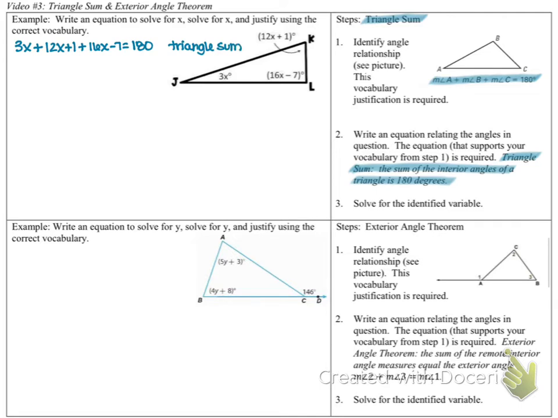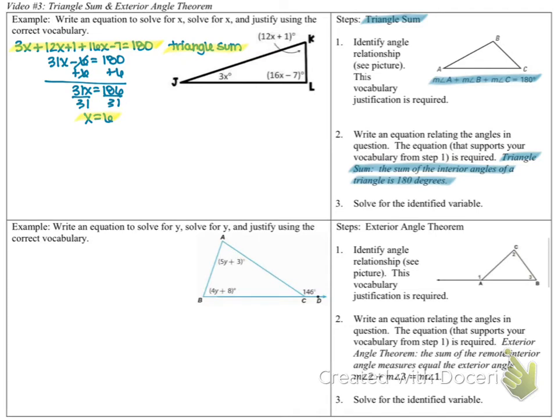So let's combine like terms. 3 plus 12 gives us 15, and 15 plus 16 gives us 31x. 1 minus 7 gives us negative 6. Add the 6 to the other side, and it gives us 31x equals 186. If we divide by 31, x is equal to 6. So, same idea: I went through, found the relationship between the angles based off the picture, then wrote the appropriate equation that matched the situation, and then solved for the variable.